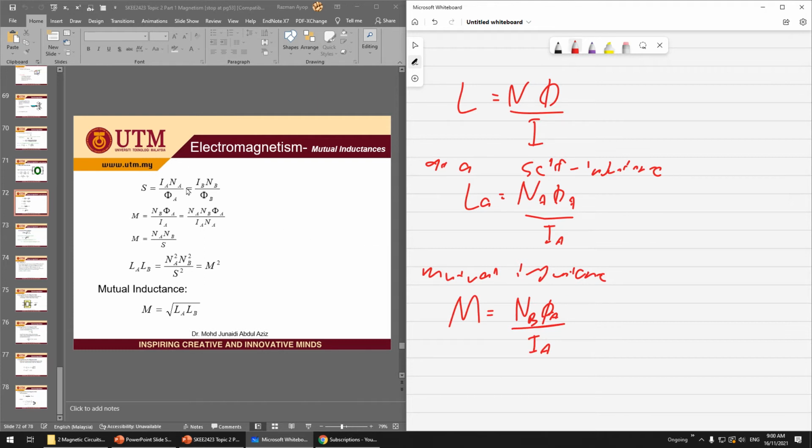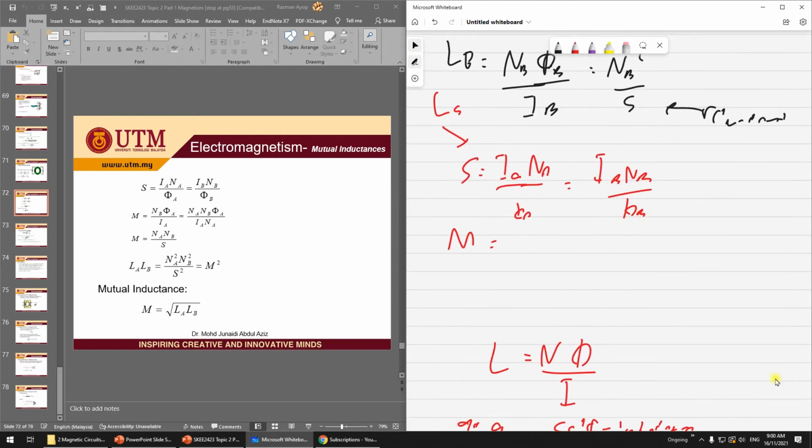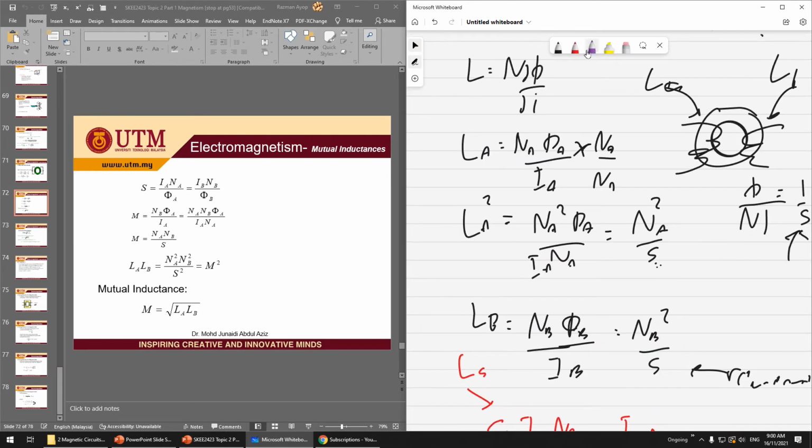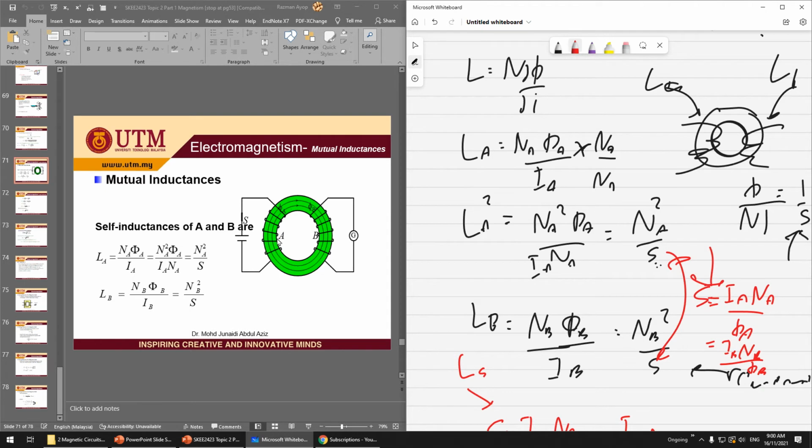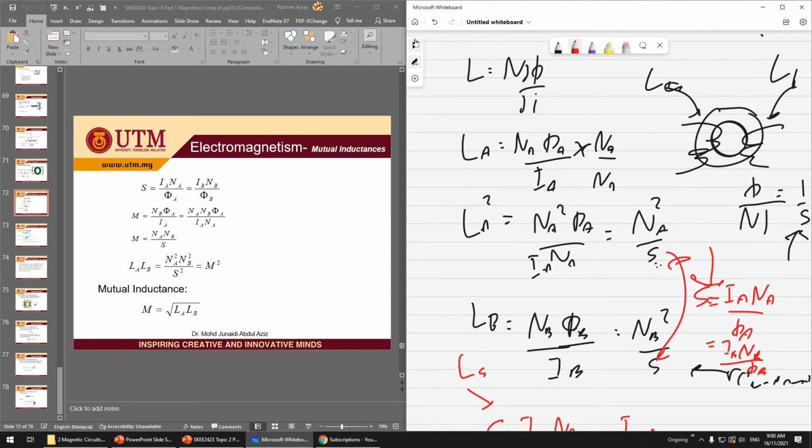Before I continue, if you recall back here, you can see that the reluctance here and here are the same. So that's why you can use S equals I_A N_A divided by flux_A, or equals I_B N_B divided by flux_B. So this is self. This one is reluctance. Because the reluctance is the same, you can see here the circuit has the same circuit. So we continue with the mutual.